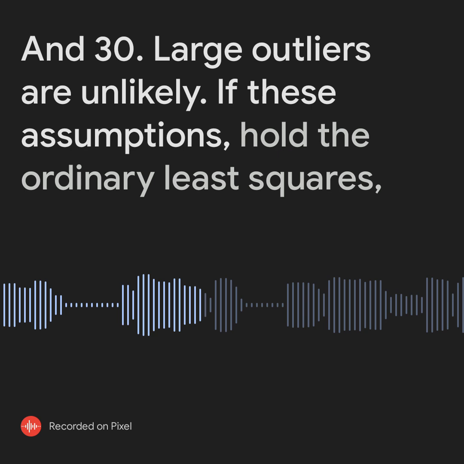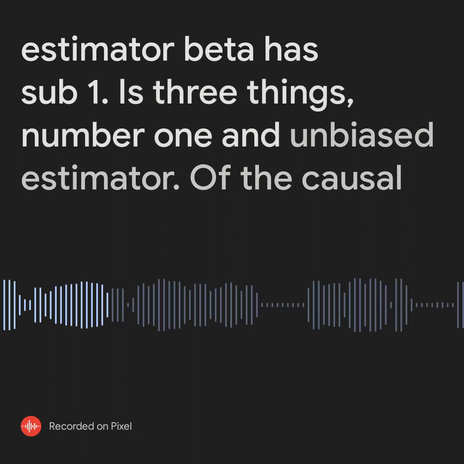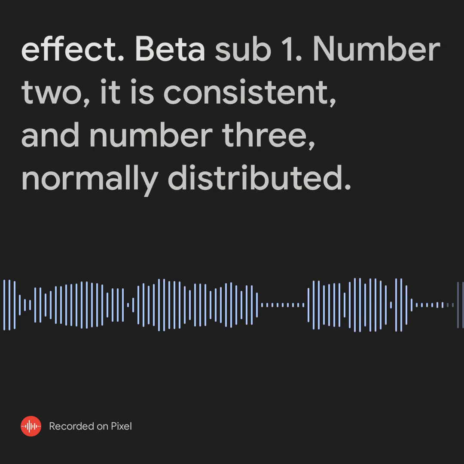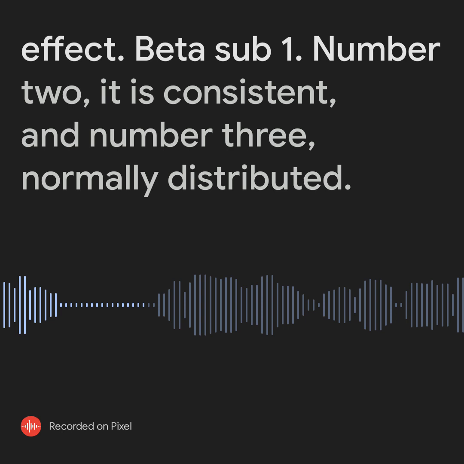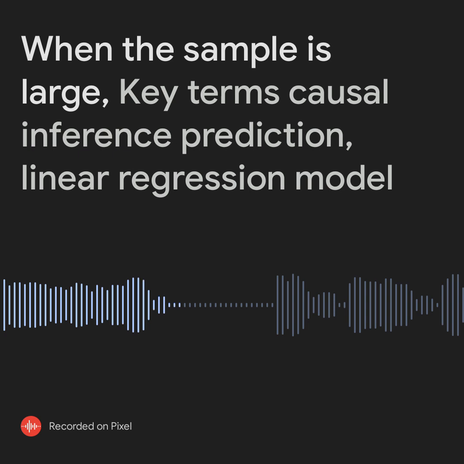If these assumptions hold, the ordinary least squares estimator, beta hat sub 1, is 3 things. Number 1, an unbiased estimator of the causal effect, beta sub 1. Number 2, it is consistent. And number 3, normally distributed when the sample is large.